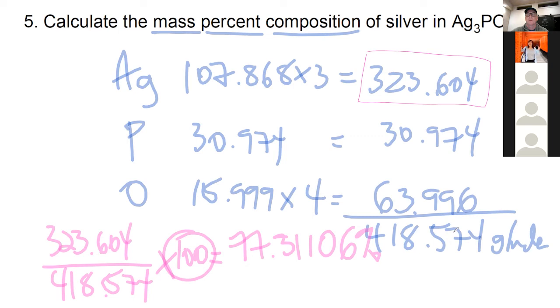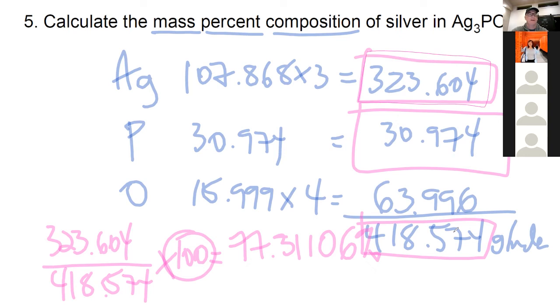Is it 5? Why 5? Because of the phosphorus? Nope. You're close. How many significant digits are there in our mass of silver phosphate? 6. And how many significant digits are there in our mass of the silver by itself? 6. So we're dividing something that has 6 significant digits by another number that has 6 significant digits. So we actually could report this to 6 significant digits if we wanted to. So 77.3111%. That would be the actual answer you could give.